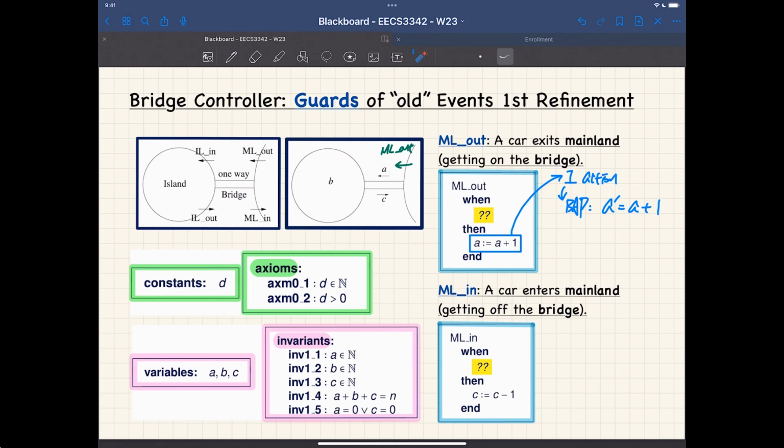Well, if B remains the same, that means B in the pre-state should be the same as B in the post-states, right? B prime should be equal to just B. C prime should be equal to C. And you want to make sure every one of them is true, right? That's a before-after predicate. Pretty straightforward, but you want to make sure you know that, okay?